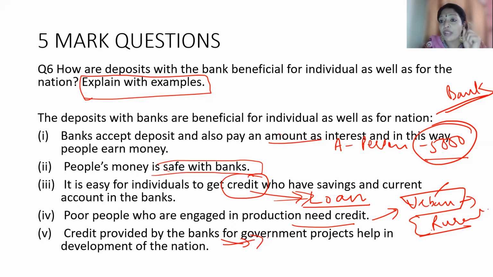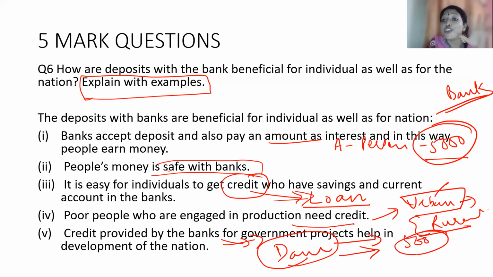Suppose the government wants to build a dam. For the dam, the government takes a loan or credit from a bank and starts constructing the dam. When they start constructing, they will employ a lot of people. For example, in the initial stage, they employ 500 people. So 500 people get employment, and the country is developing.